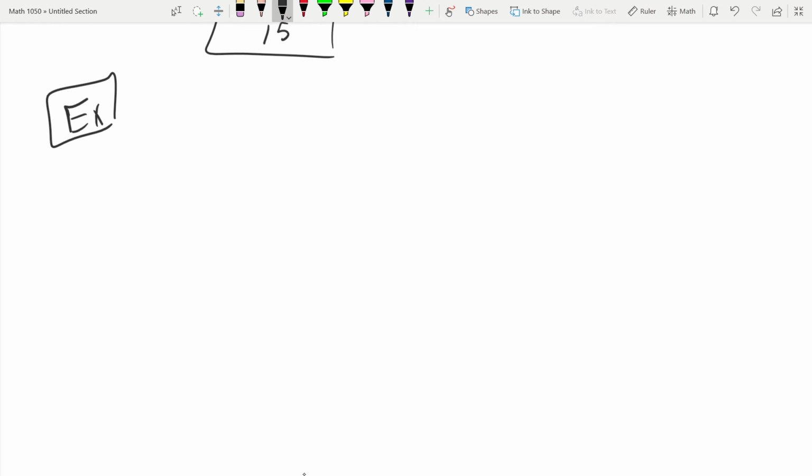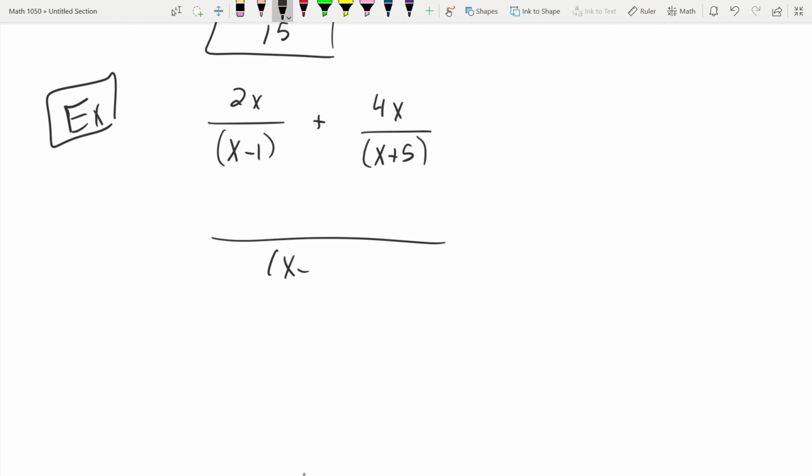Okay? For example, 2x over x minus 1 plus 4x over x plus 5. You do the same thing, guys. Look. Pull those together. X minus 1 times x plus 5. This guy has the x minus 1. He's missing the x plus 5. Distribute the 2x, and you get 2x to the second plus 10x.